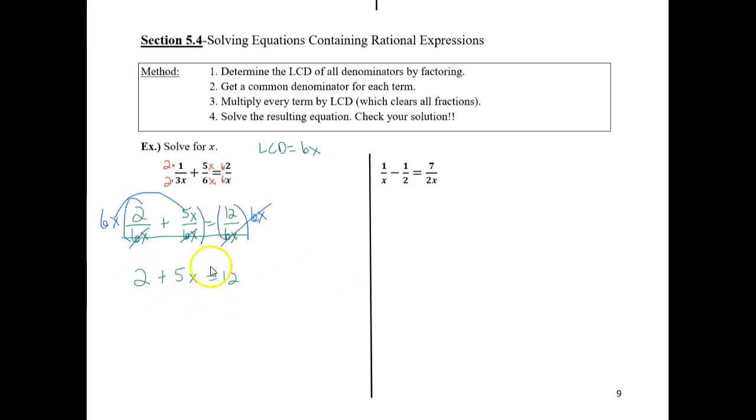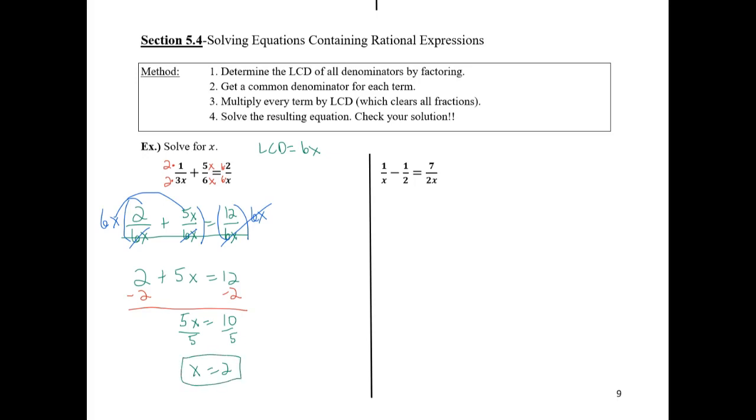Now we're at a linear equation, which is nice to solve. I just need to get x alone. I start by subtracting 2 from both sides. I'd be left with 5x equals 10. And then we divide by 5 to undo that multiplication, and x equals 2.